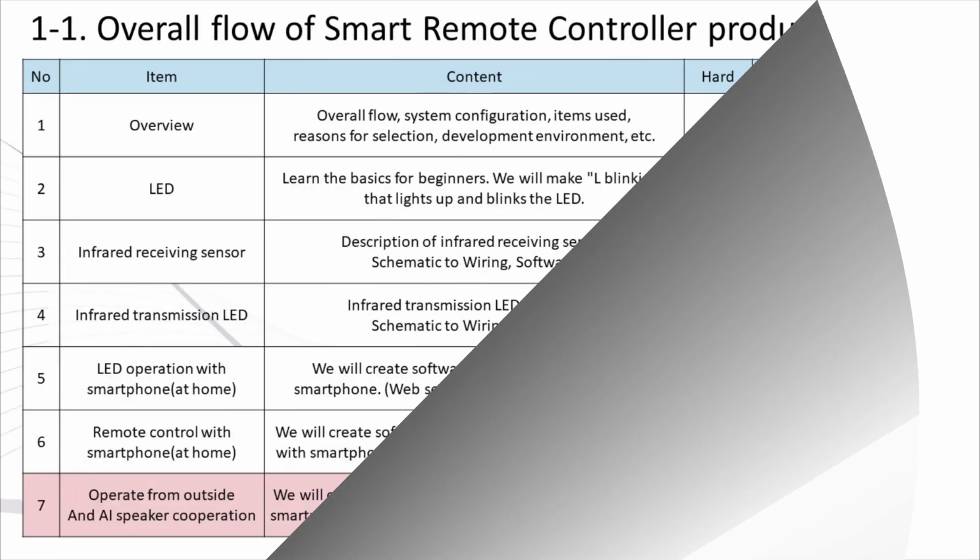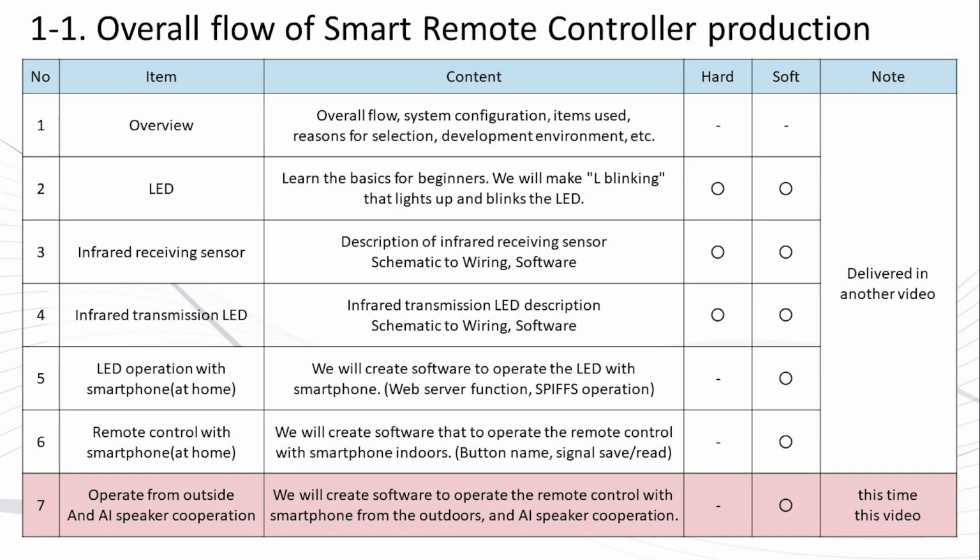Move on. This electronic work has become a series that eventually produces a smart remote control, and has been distributed in a total of 7 videos. This is the 7th time and the last of this series. In the previous 6th installment, we realized and completed home appliance operation with a smartphone at home. We will add functions to the finished product and work on it to the final finished product.